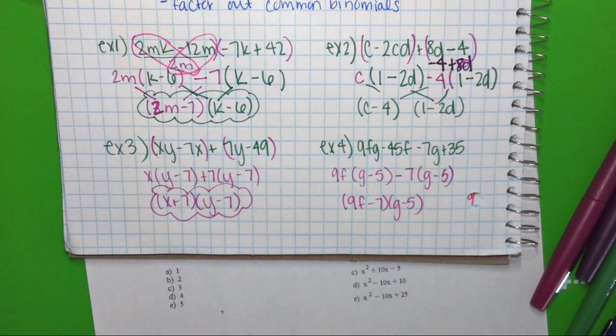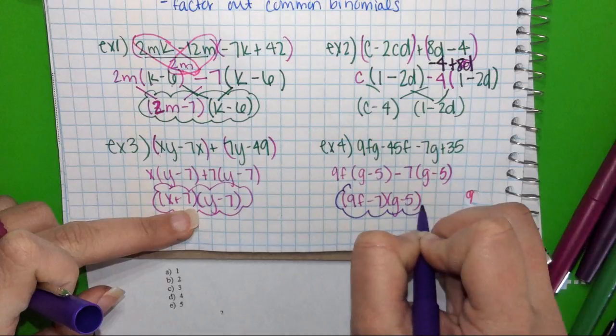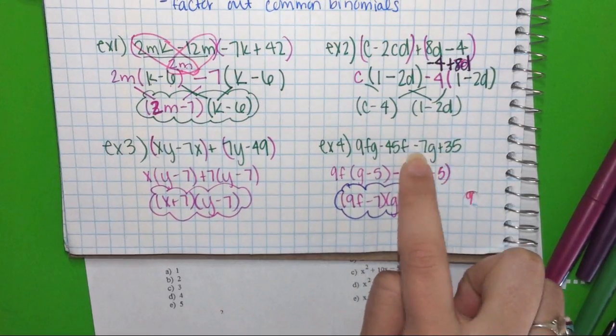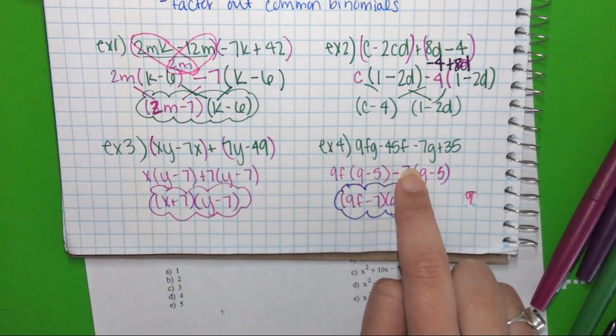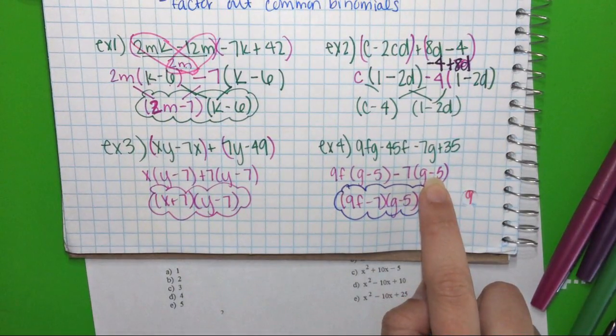Alright, that's what I got. X plus 7 times y minus 7 and 9f minus 7 times g minus 5. How did we do? You got one right? Yay! Which one did you mess up on? This one? What happened? Was it your sign? Okay. So if you have two different signs here, just remember to factor out a negative. Every time. If you have two different signs, factor out the negative. And that way you can have a negative inside your parentheses.